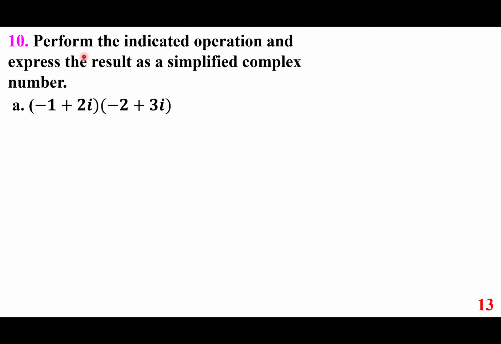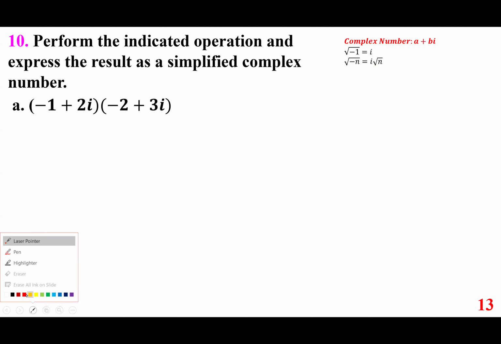Perform the indicated operation and express the result as a simplified complex number. Recall, a complex number is in the form of a plus bi, where i is the square root of -1, and square root of negative n is i square root of n. So just to elaborate on that, making sure we understand.